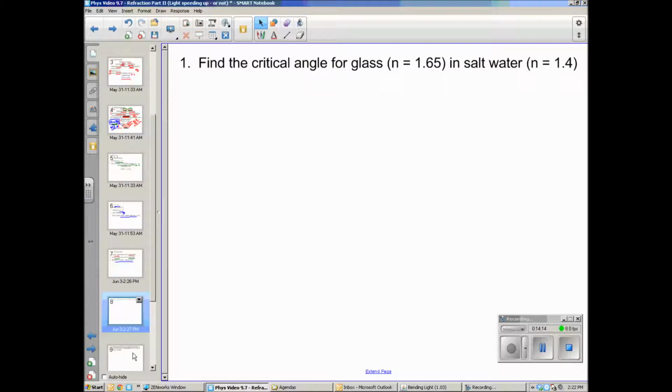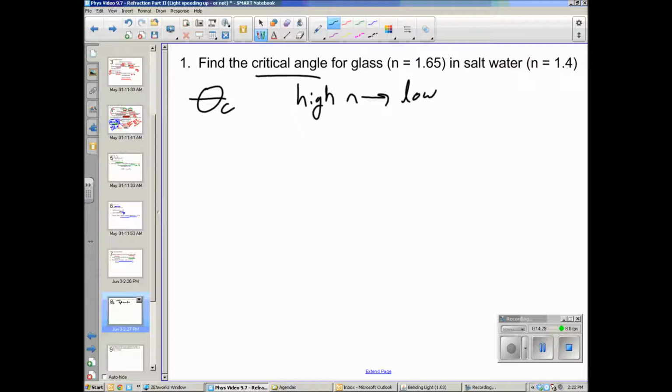Example 1 says find the critical angle for glass in salt water. First of all, because we're dealing with critical angle, that means we must be going from a high index of refraction to a low index of refraction. So what that means is here, my 1.65 is my high index of refraction.